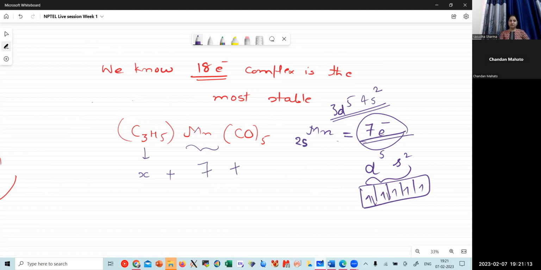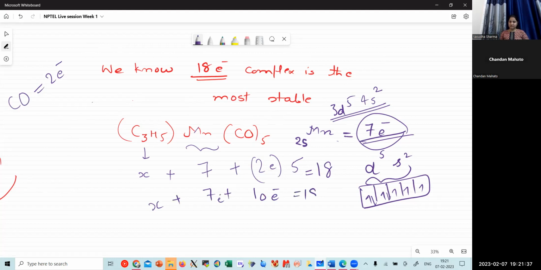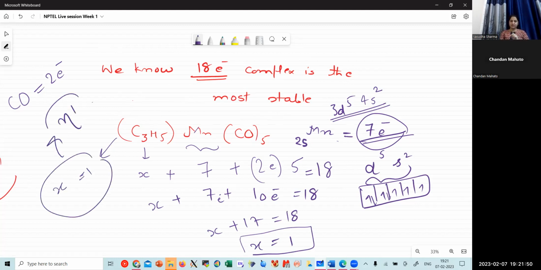Now carbonyl is a neutral moiety which gives you 2 electrons. So 2 electrons each, since they are 5 in number. So in total they have to form an 18 electron stable complex. So if we cross calculate it, X plus 7, plus 2 into 5, that is 10 electrons, is 18. X plus 17 is equal to 18. X equals 1. Now, if the contribution of C3H5 is 1, which means its hapticity is 1.